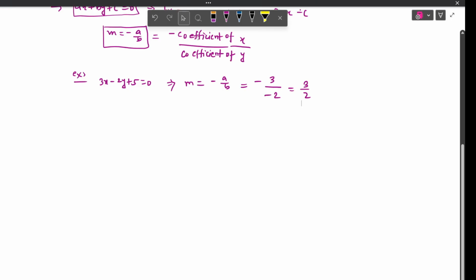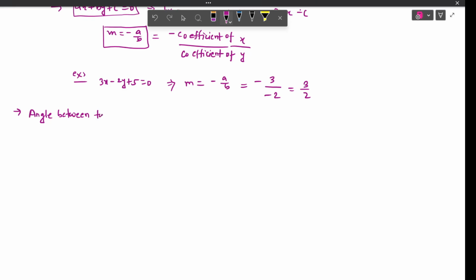Okay. Next is angle between two lines. So we know if two lines, let us say this line and this line, there is the angle, and you can either take this angle or you can take this angle also. Okay. So this is your theta angle.